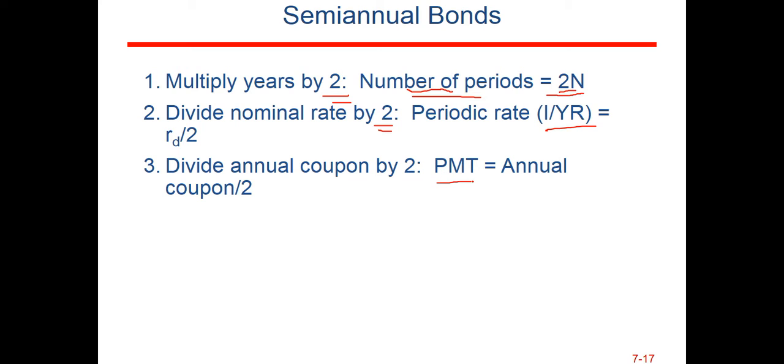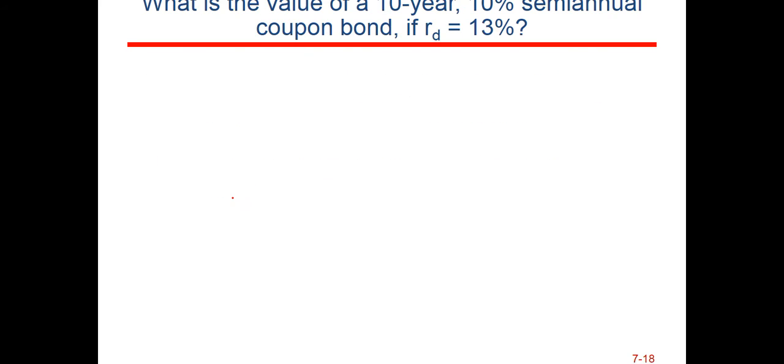Similarly, the payment is going to be the annual coupon divided by 2. So if the annual coupon is 100, then in 6 months you are getting $50, and in another 6 months you are getting another $50. The rest is pretty much the same, and let's apply it to a specific example, just because it's important, as in the US it's calculated on a semi-annual basis.